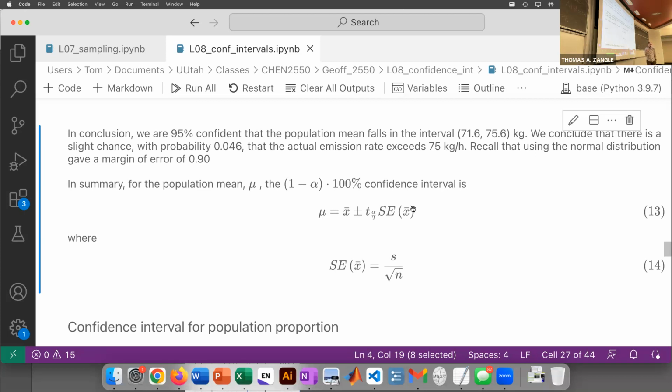In that case, the standard deviation we use is the standard deviation of the population, not the standard error, right? Because we're making a single measurement and we're saying it's normally distributed.